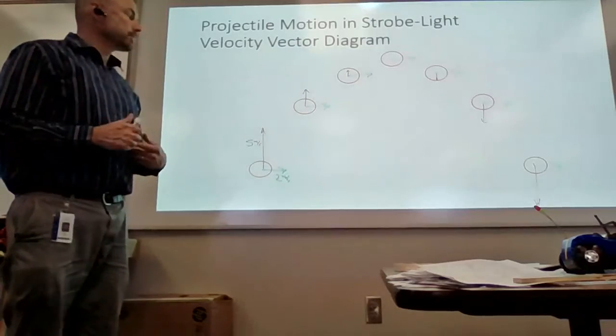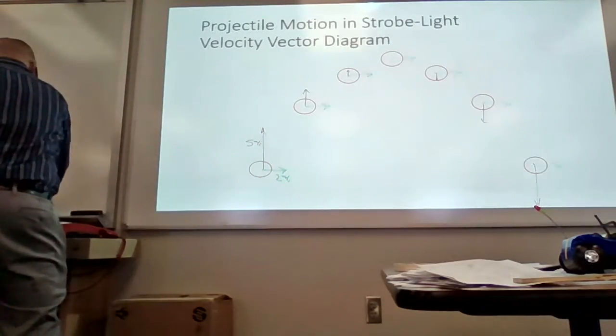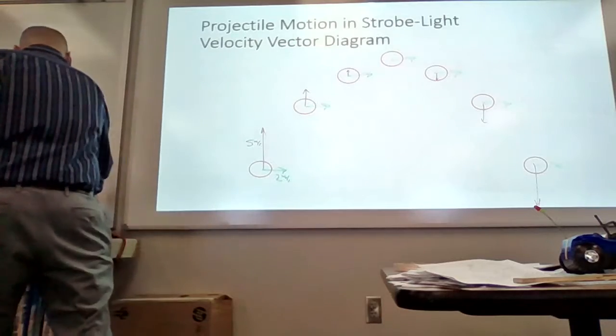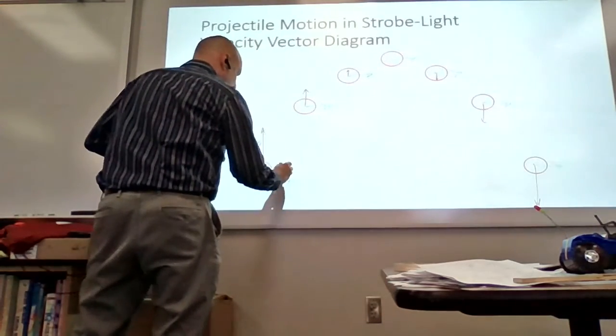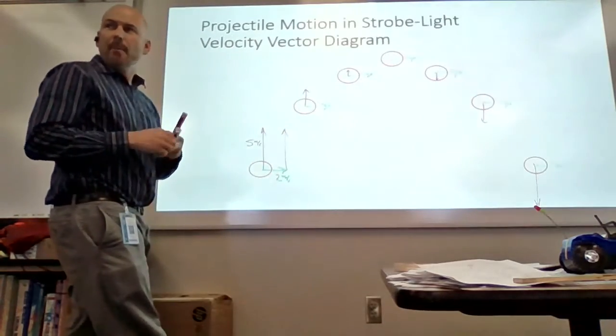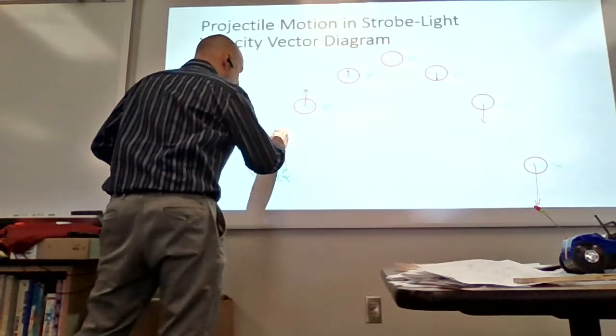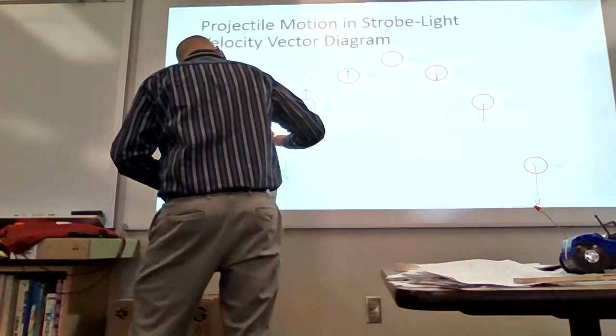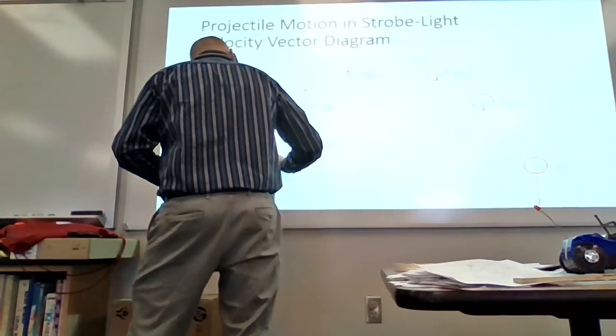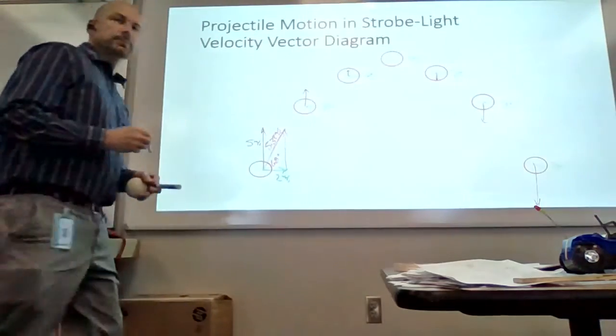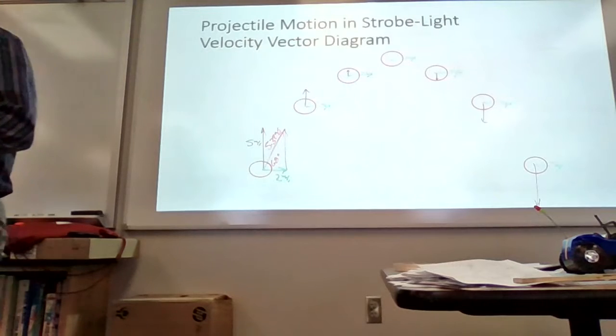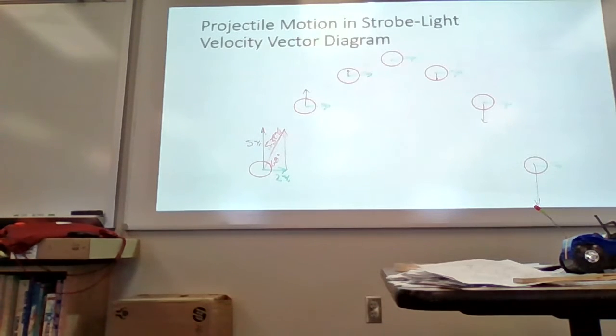Okay. Now, if I found the resultant of those two, and I found that to be 5.39 meters a second at 68 degrees, that's how fast it was going overall. If the ball had a speedometer on it, as I was walking at 2 meters a second and threw it up at 5 meters a second, it'd be moving overall at 5.39 meters a second at 68 degrees. You all right with that?